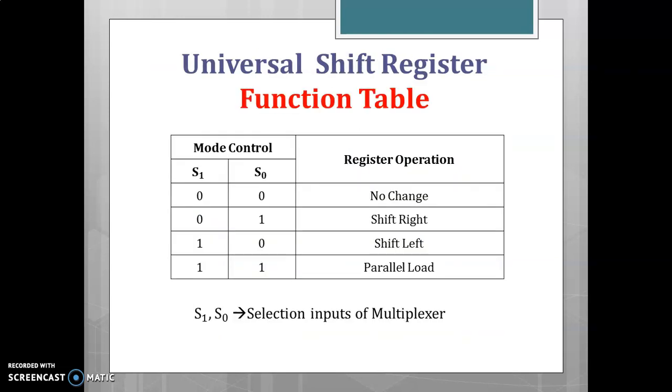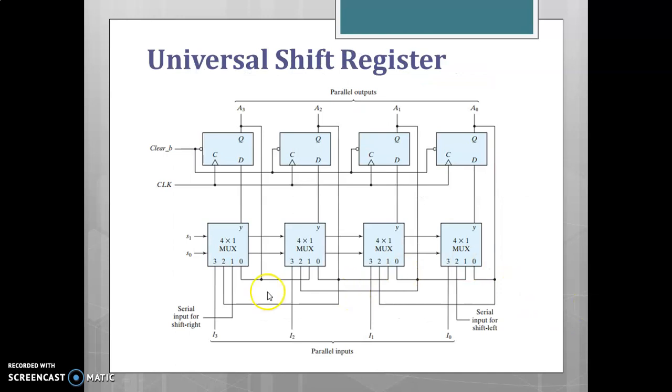When the selection input S1, S0 is 0, 1, the input 1 is selected, that is the serial input is given to this flip-flop A3 and this A3 is given as the input for the next flip-flop. Similarly, A2 is given as the input for the next flip-flop and A1 is given as the input for the next flip-flop. So, shifting to the right occurs.